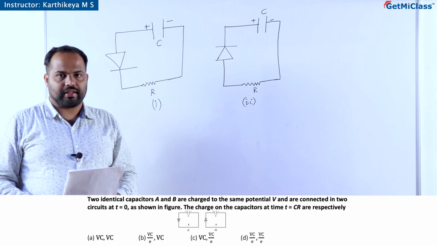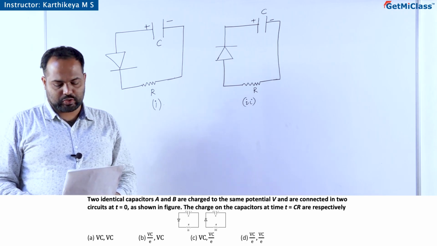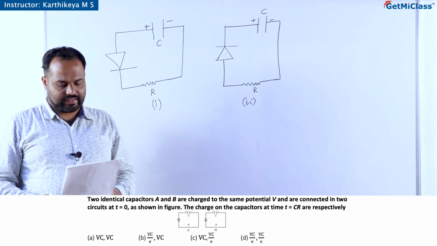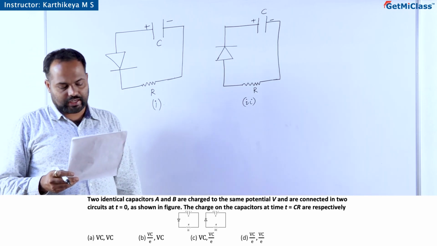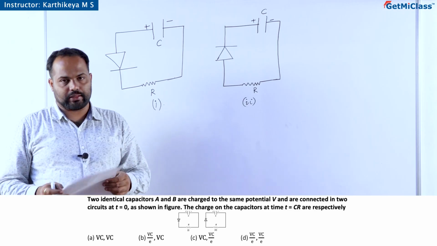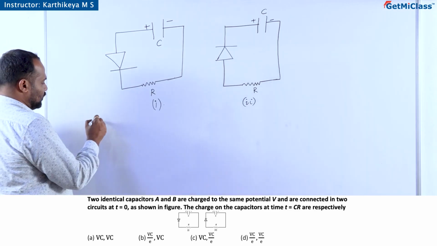Two identical capacitors A and B are charged to the same potential V and are connected in two circuits at t equal to 0, as shown in the figure. Charge on the capacitors at t equal to CR respectively. So this is an RC circuit.